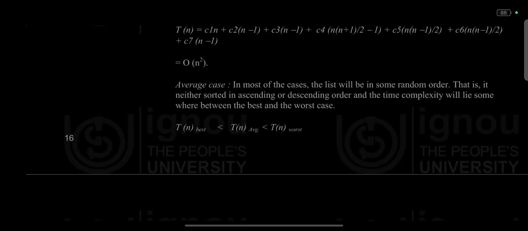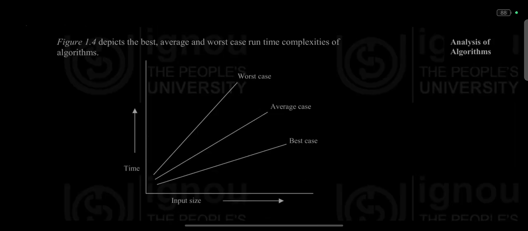Average case: in most cases the list will be in some random order, that is, neither sorted in ascending nor descending order, and the time complexity will lie somewhere between the best and the worst case. T(n) best is less than T(n) average, which is less than T(n) worst. Now you can see this diagram. Figure 1.4 depicts the best, average, and worst case runtime complexities of an algorithm.